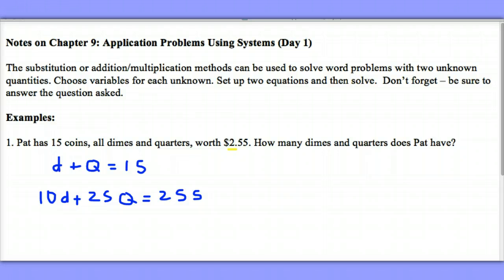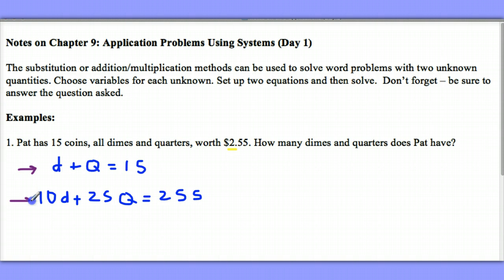Here we have Pat. He has 15 coins. They're all dimes and quarters, and the value of the coins is $2.55. The question is, how many dimes and quarters does Pat have? So my first equation is for the total number of coins, d plus q equals 15.